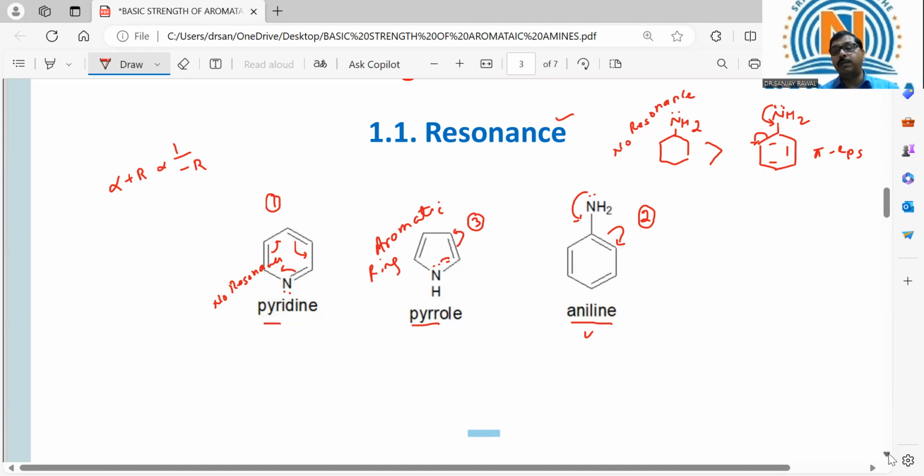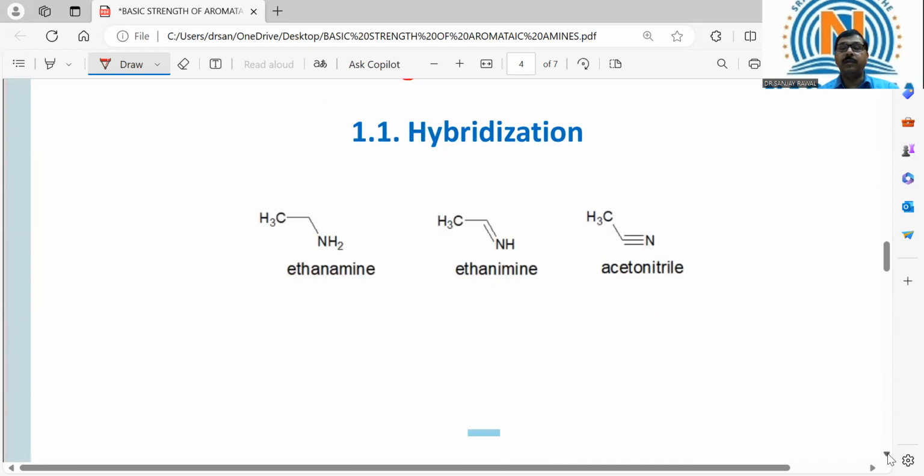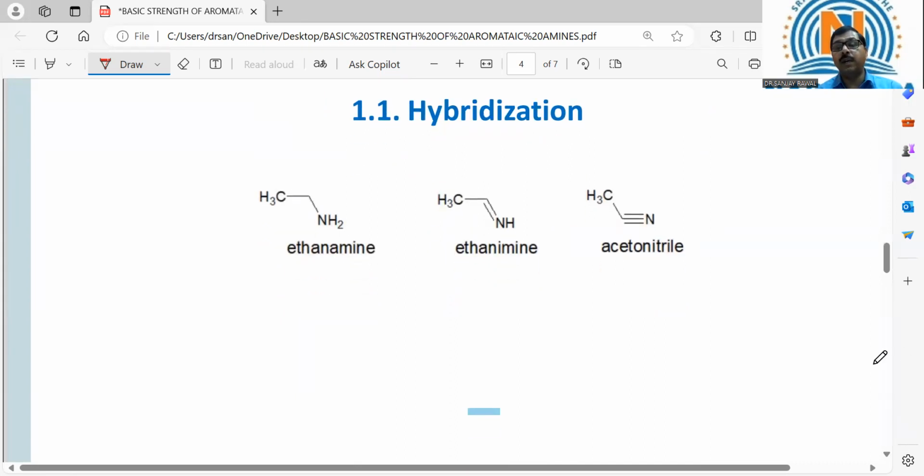Now, the third, very important factor is the steric factor and hybridization. Now come to hybridization. How does hybridization decide the basic strength when you compare the basic strength of ethanamine, imine, and cyanides? Look at this amine, this carbon is sp3 hybridized. Here, this carbon is sp2 hybridized, and this carbon is sp hybridized.